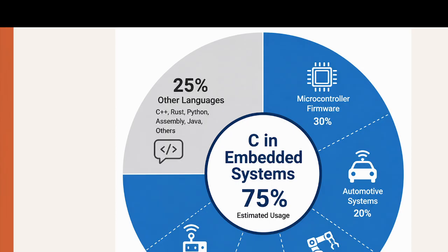So coming to C, C has ruled the embedded industry for more than several decades. In embedded systems, it has occupied more than 75% of the industry, and the rest of the 25% is other languages like Python, C++, Rust, Java, some assembly and other code.